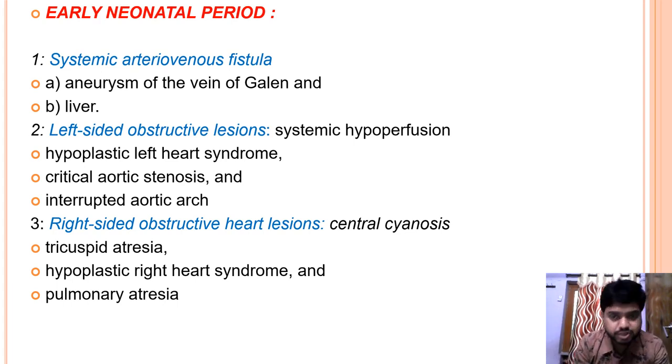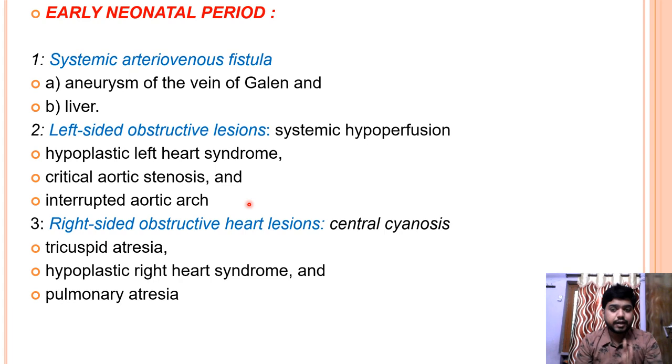Then left-sided obstructive lesions. What happens? We divide right side and left side as RA and RV as right-sided, and LA and LV as left-sided. So left-sided obstructive lesions lead to systemic hypoperfusion, because the left side has to go to the aorta, there is no blood flowing there, there is obstruction, and the systemic circulation lands in hypoperfusion. What are the conditions which can cause these left-sided obstructive lesions? Hypoplastic left heart syndrome, critical aortic stenosis, or interrupted aortic arch.